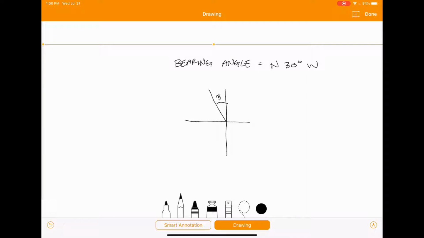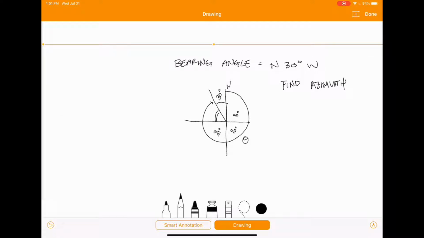And that's going to be 30 degrees. And we want to find the azimuth angle. So again, the azimuth, you're going to start at your north and then work your way clockwise till you hit that. And it's going to be that angle there. So we know that each quadrant is 90 degrees. So we're going to have 90 degrees plus 90 degrees plus 90 degrees plus whatever this angle here is.